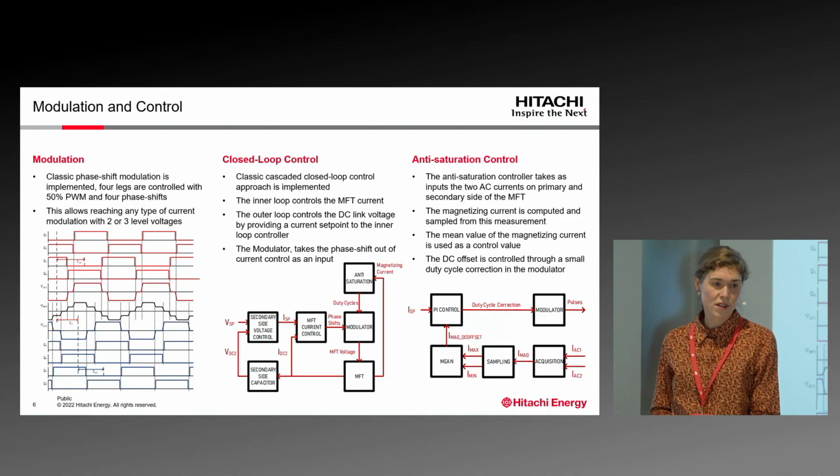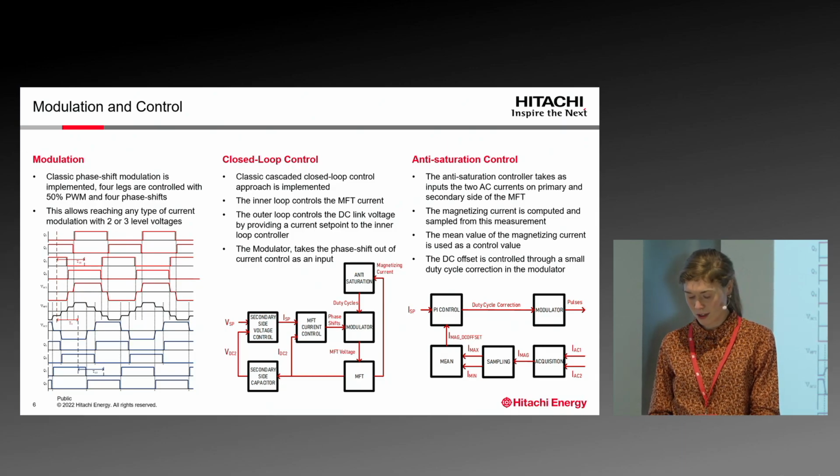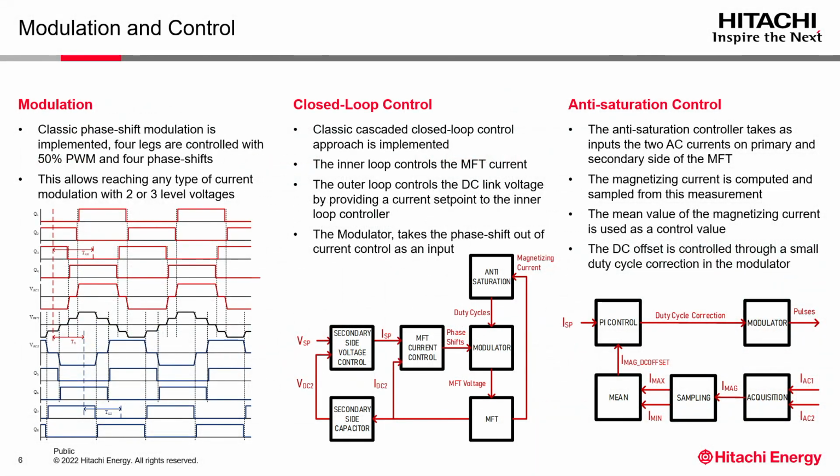Here a few words about the modulation and control scheme used. We decided to go for a very conventional approach for the control, so there are no surprises here. We have conventional phase shift modulation. So we switch all the 4 half bridges at 50% duty cycle, and by that we can control the current, and we can reach 2 or 3 voltage levels.